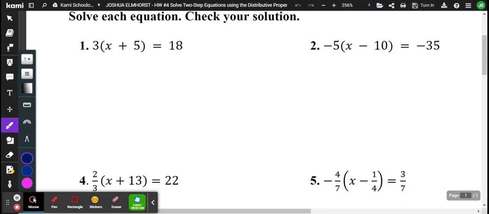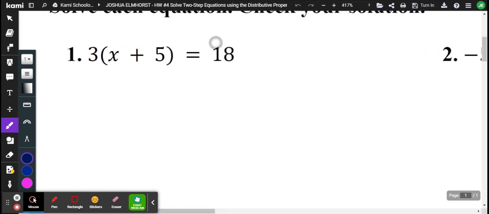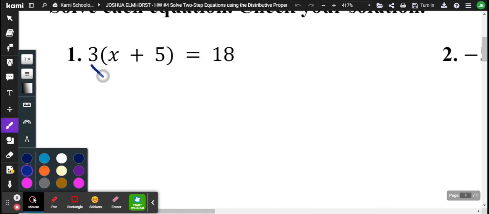This is Mr. Elmhorst with the help video for the 6th grade advanced math homework for solving equations with the distributive property. So we take a look at the first one. The factor of 3 is going to be distributed through this group inside the parentheses. So first we have 3 times x and then 3 times 5.